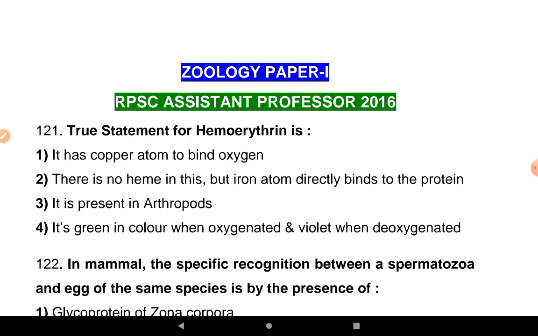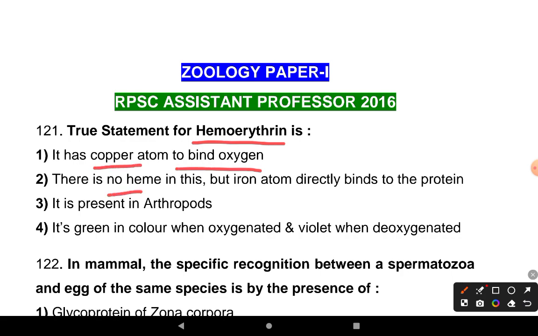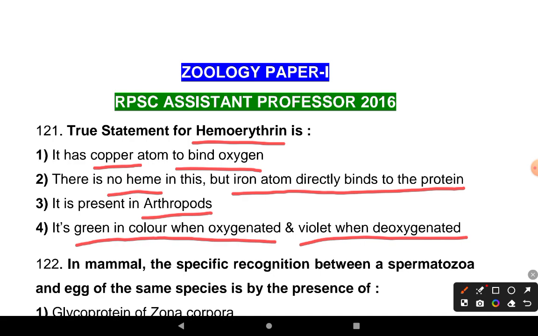So next question is, true statement for hemerythrin. It has copper atom to bind oxygen. There is no heme in this, but iron atom directly binds to protein. It is present in arthropods. It's green in color when oxygenated and violet when deoxygenated. So the right statement is option 2. There is no heme in this, but iron atom directly binds to protein.